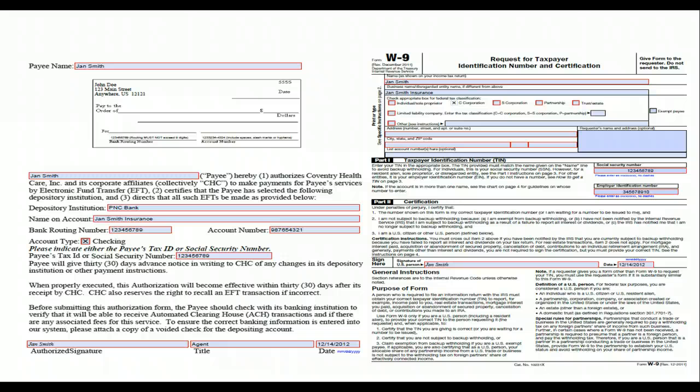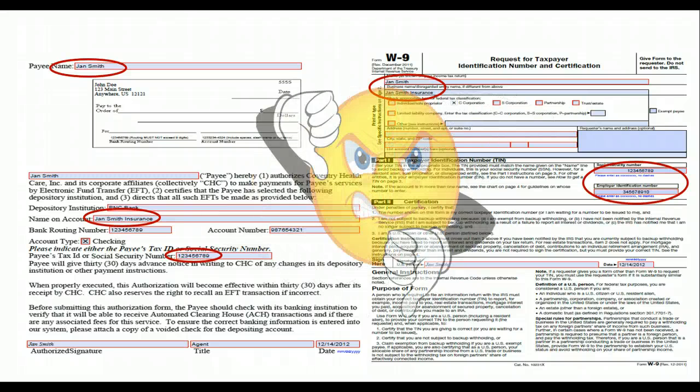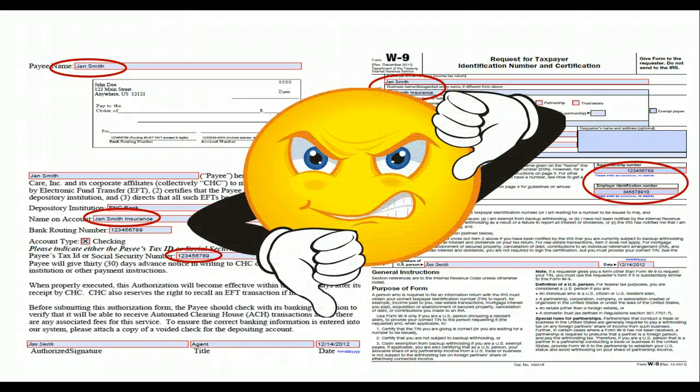Here's an example of the combination of forms that we typically get. On the EFT form, you will see that there's a combination of an individual name, an agency name, and social security number on the EFT form. This is incorrect, and the carriers will not accept this form. On the next one, you'll see that both the individual name and agency name appear, as well as a social security number and tax ID number. Again, the carriers will not accept this combination.